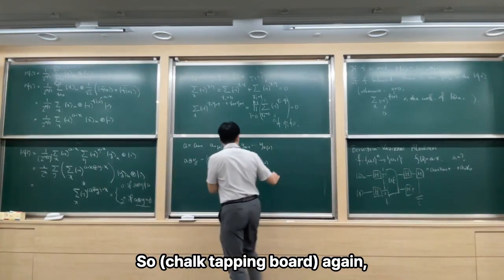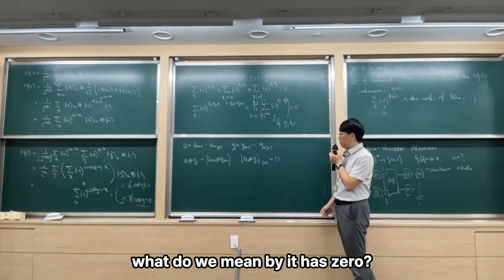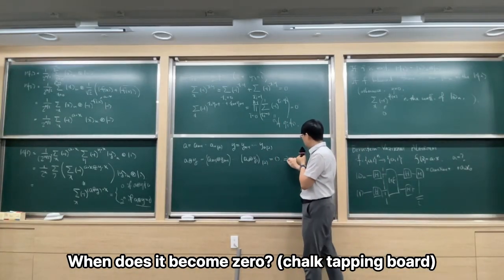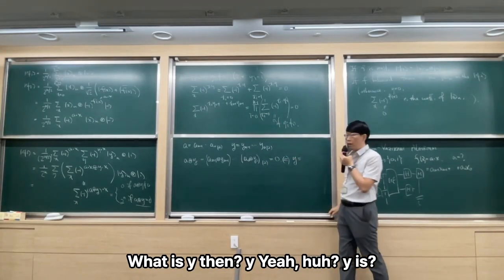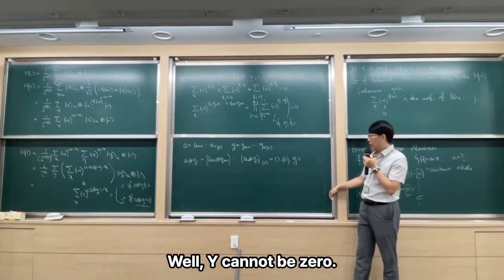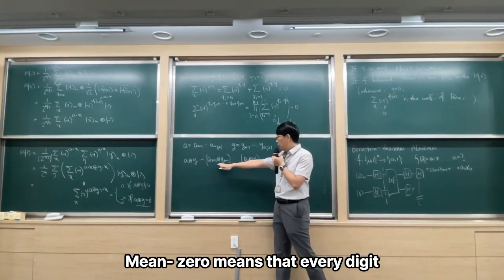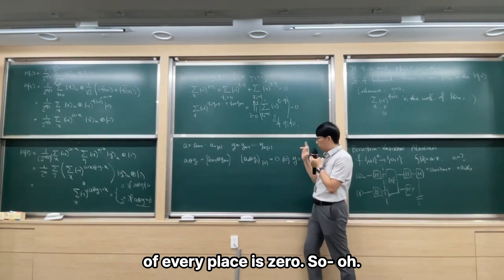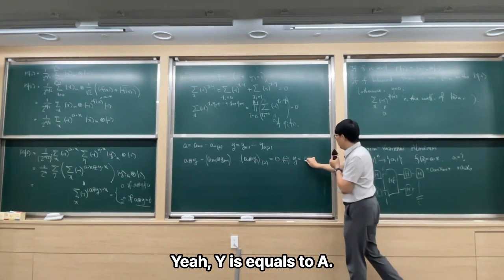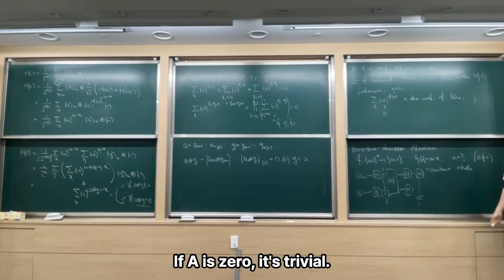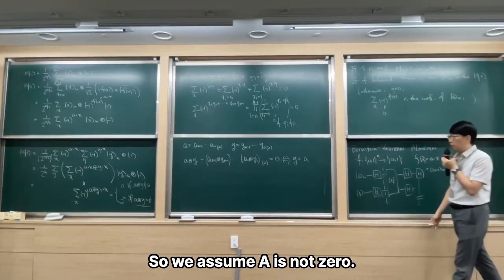Again, what do we mean by it has zero? When does it become zero? What is y then? Well, y cannot be zero. Zero means that every digit of every place is zero. So, oh, yeah, y is equal to a. So one important assumption is that a cannot be zero. If a is zero, it's trivial, so we assume a is not zero.